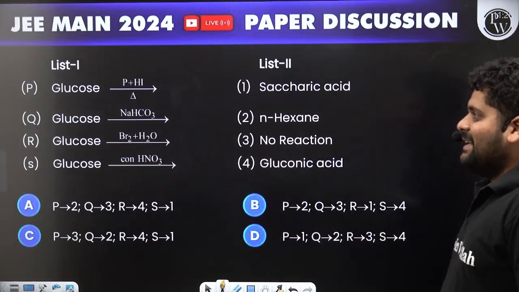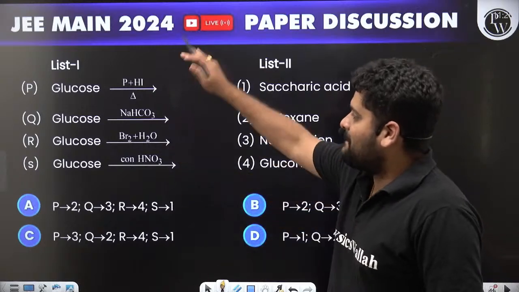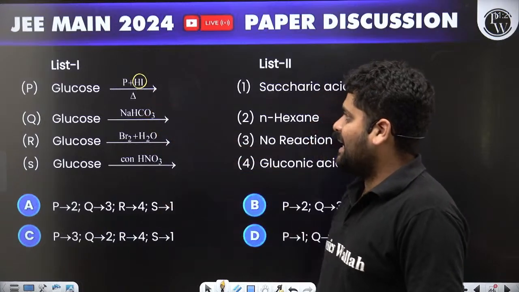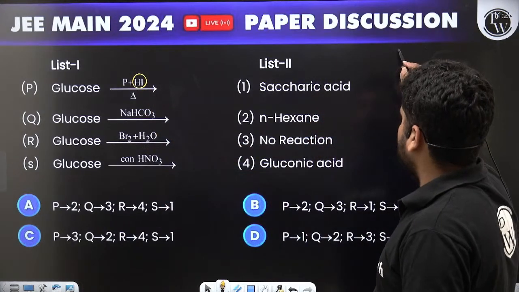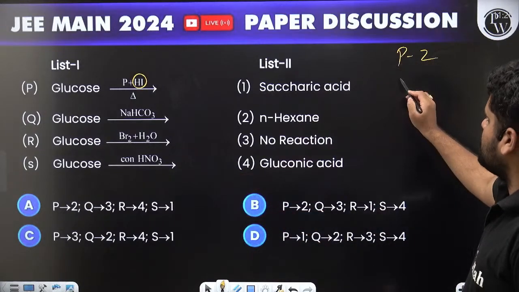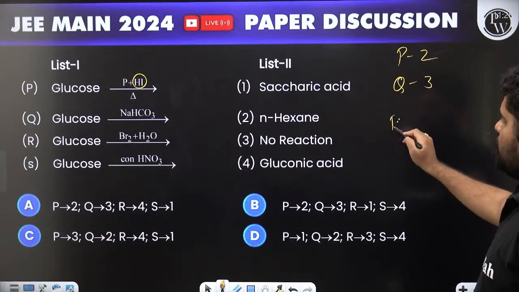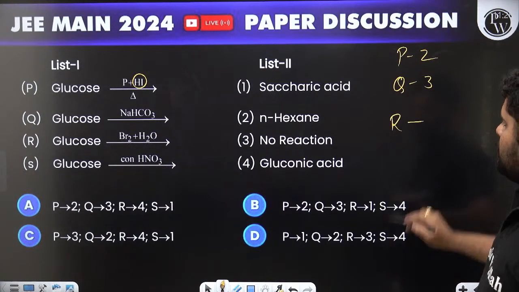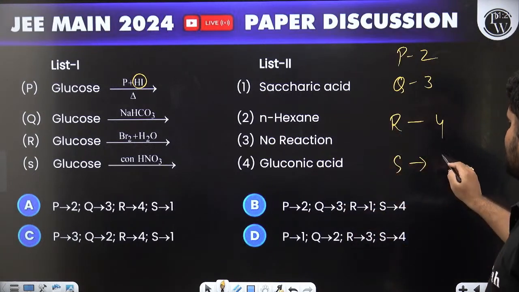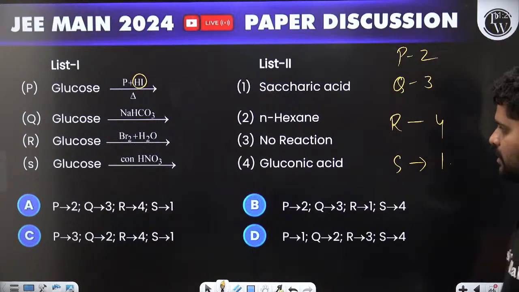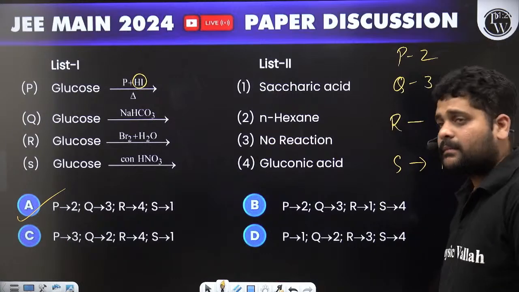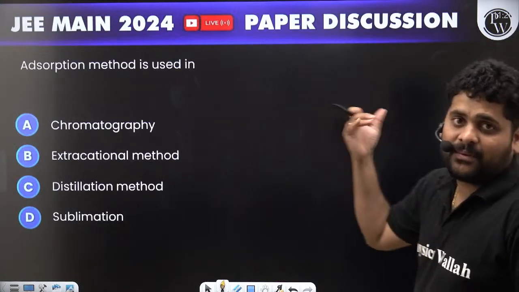Okay, right. Next one, see, glucose, P plus HI, red phosphorus plus HI. When we add HI, we are going to get n-hexane. So P should go with 2. Next, glucose does not react with NaHCO3. Q should go with 3. Glucose with bromine water will give gluconic acid, R with 4, and saccharic acid for concentrated HNO3, S with 1. So 2, 3, 4, 1, we have it in option A. Right, simple. Right. Next one, again directly from your NCERT textbook, biomolecules.